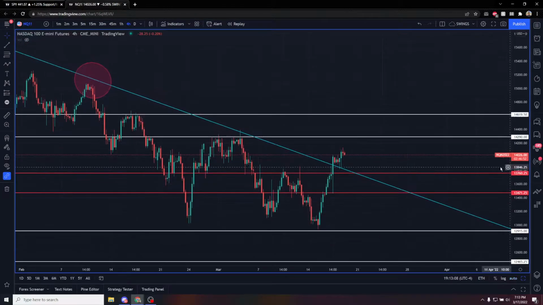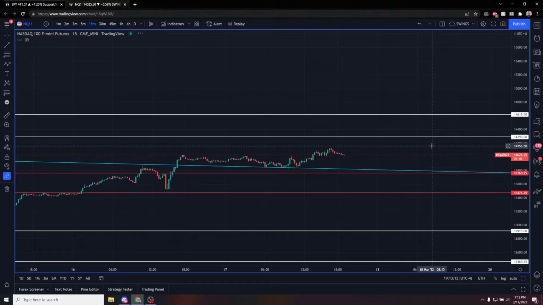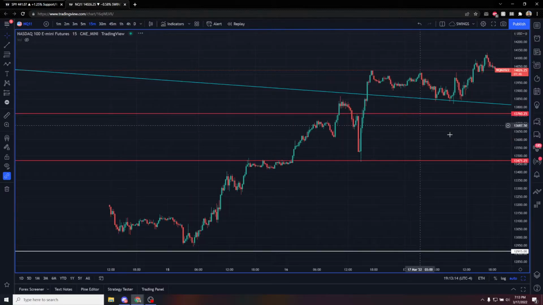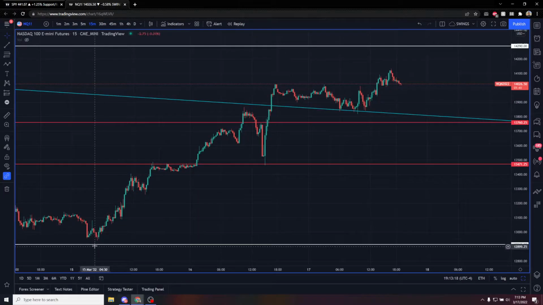So let's take the 15 minute. In the 15 minute here, we have somewhat of an uptrend. We can see a higher high, higher low, higher high, higher low, higher high, higher low, higher high, and then it made a new low.